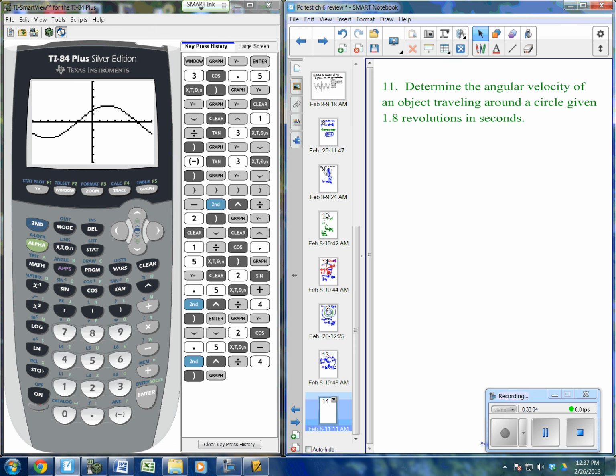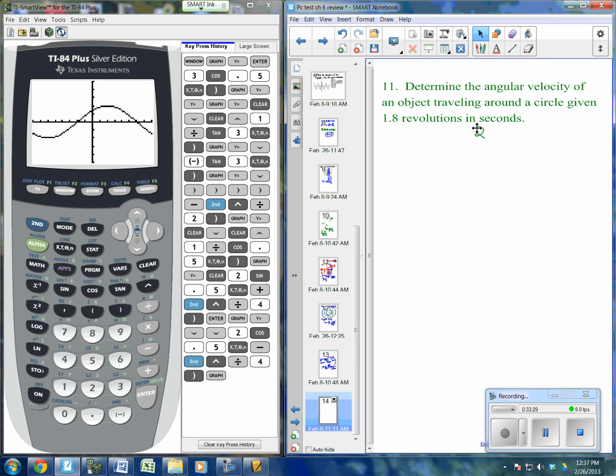I don't tell you how many seconds, do I? That was a mistake. I probably should put some number in there. I don't know where I got this problem, but we could say determine the angular velocity of an object traveling around a circle given 1.8 revolutions in, let's say, 2 seconds.